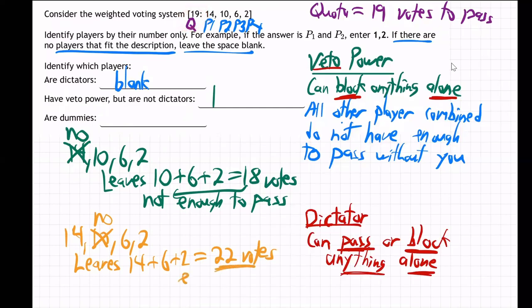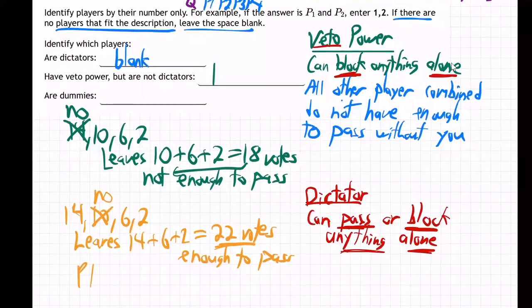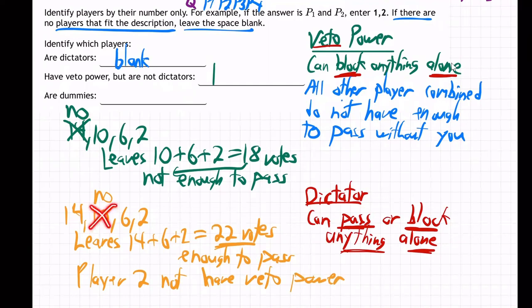So that's enough to pass. So in other words, player two does not have veto power, right? You see how we prove that? If player two says, no, I don't like it, well, all the other people like it, they can still get it passed without him. So player two cannot block anything by himself. He can't block anything alone. If he alone says no, the other ones can still get it passed. So player two does not have veto power.